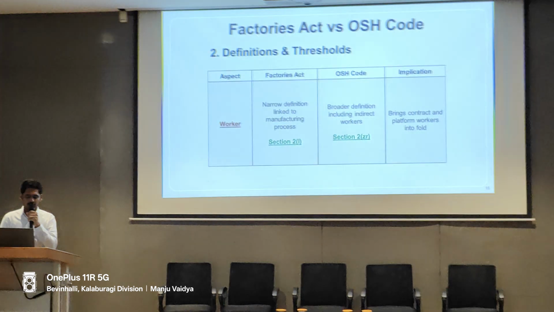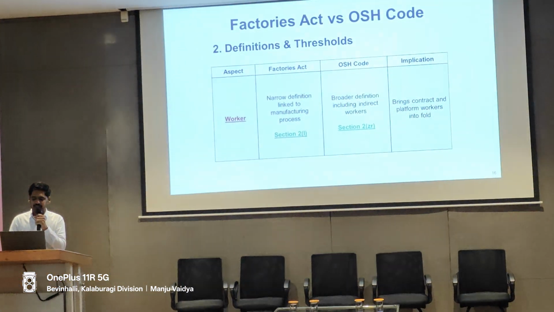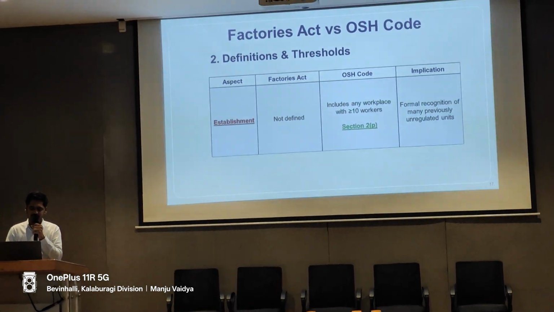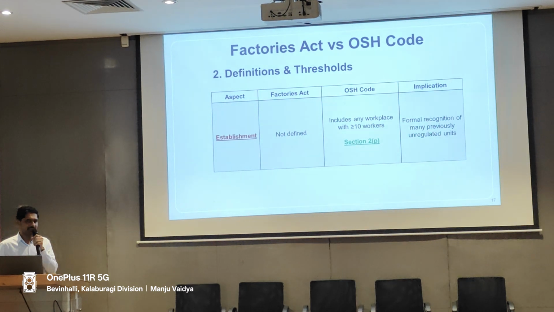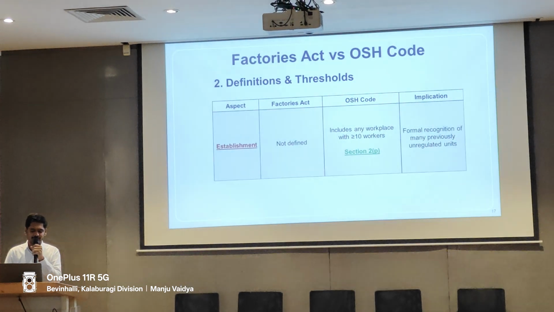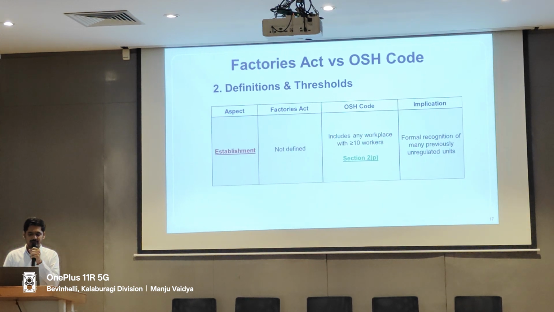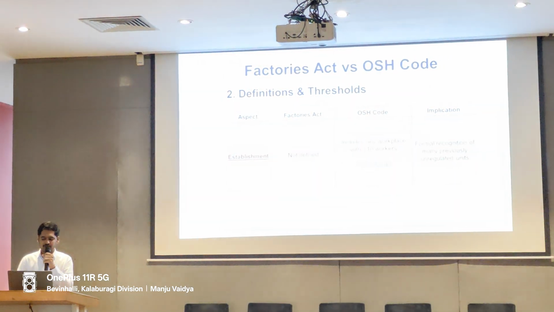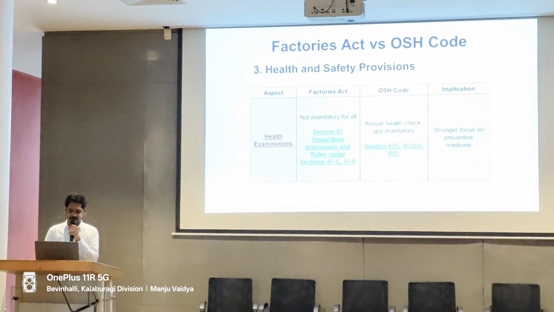Many of the sectors were not covered. Now the OSH code includes a broader definition, including indirect workers, and brings contract and platform workers into the picture. Establishment: in the Factories Act, there is nothing called establishment. There was no definition of establishment. Now the OSH code defines any workplace with more than 10 workers as an establishment. So it will cause formal recognition of many previously unregulated units.